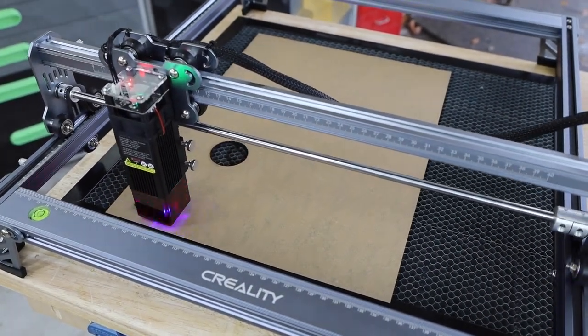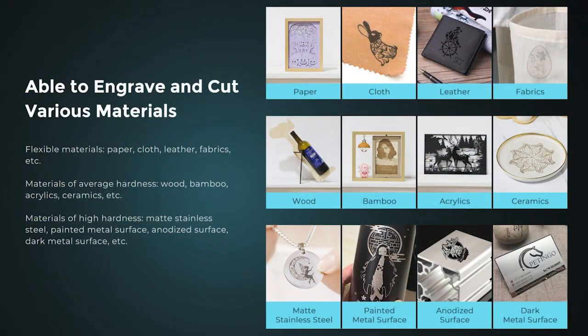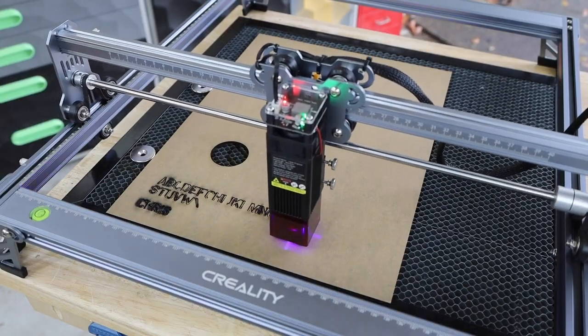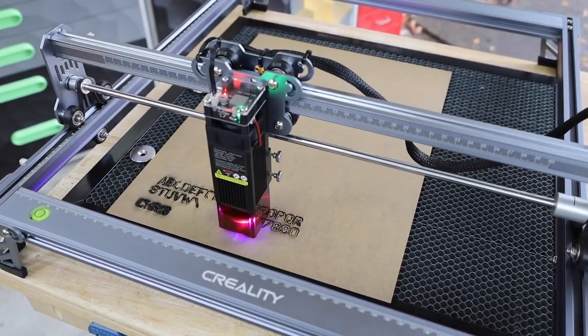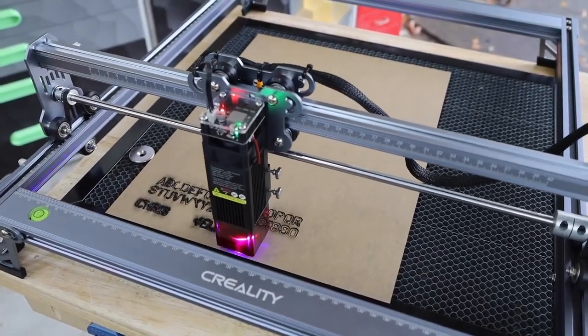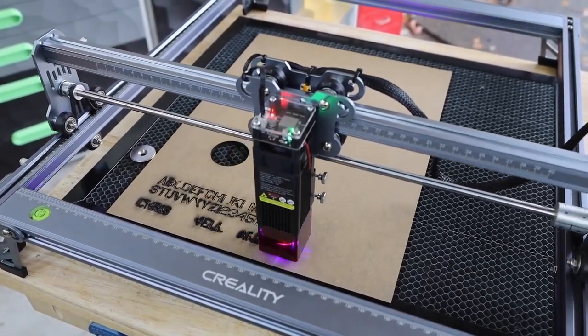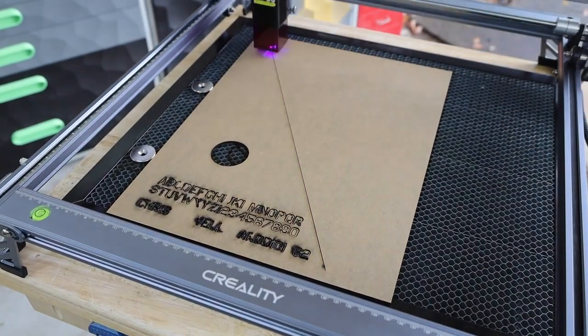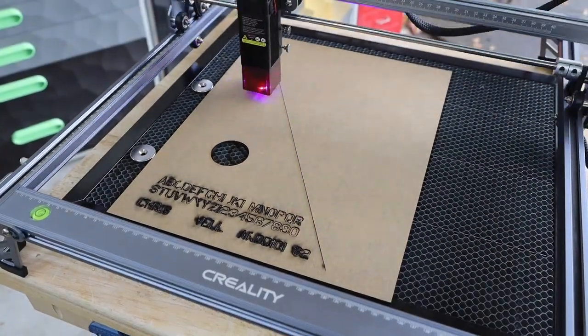So far, all I've cut is wood. There's a ton of materials that you can cut and engrave with the Creality Falcon. I'm taking a drafting class and decided to make myself a custom triangle out of cast acrylic. This is 2 millimeters thick. I was able to cut through it by going 10 inches per minute at 100% power in 3 passes, and I left a really nice clean edge.